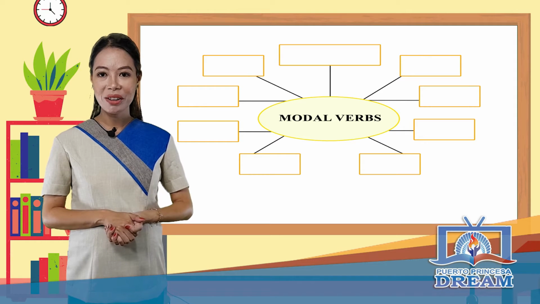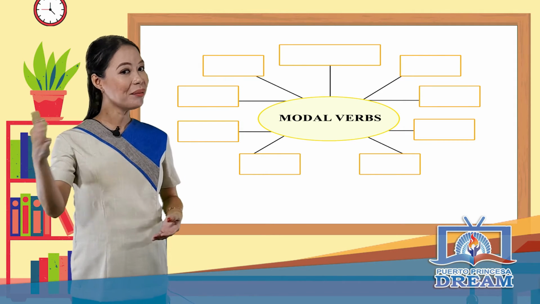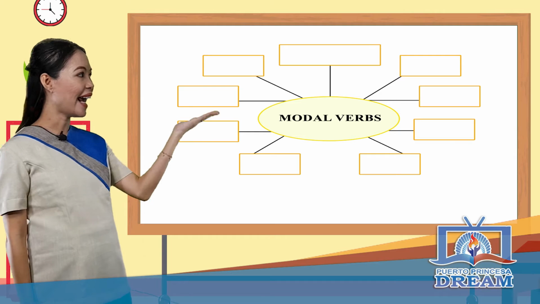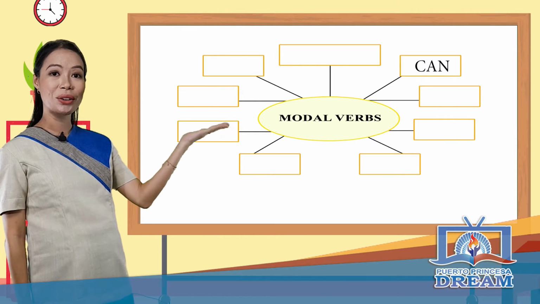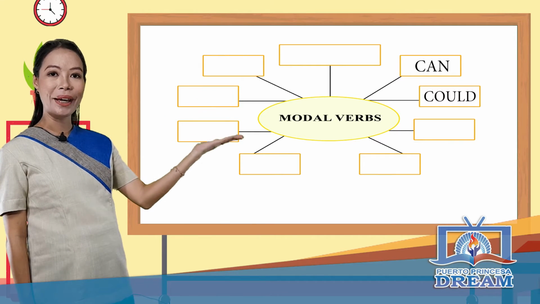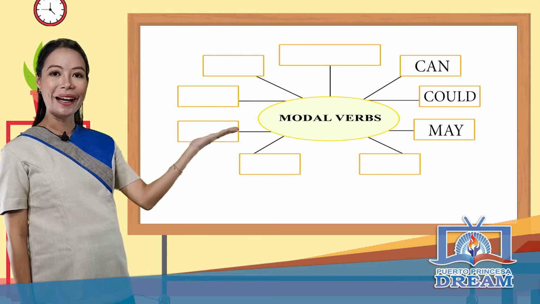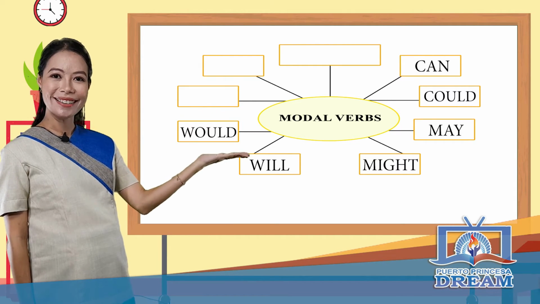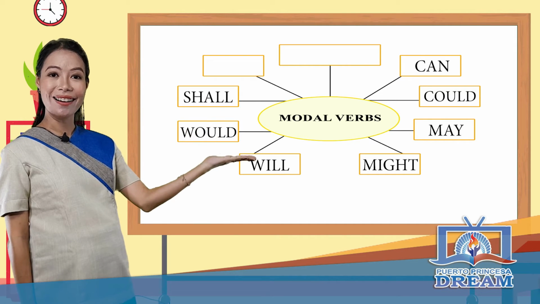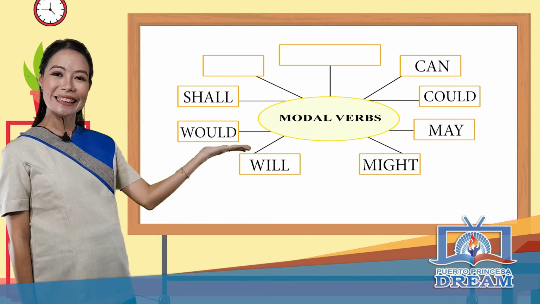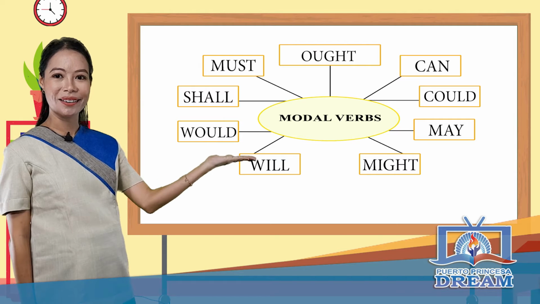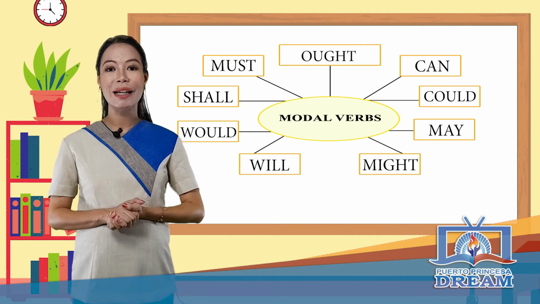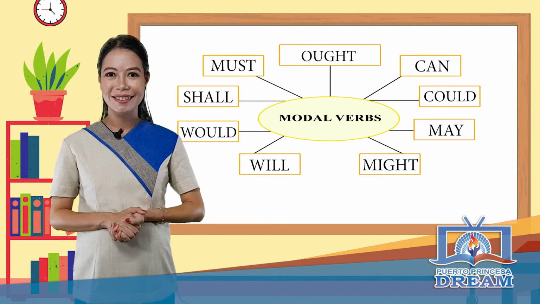Here are the main modal verbs in English. Join me in reading. Can, could, may, might, will, would, shall, must, and ought. They are used to express important ideas.